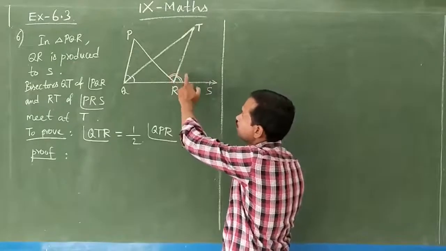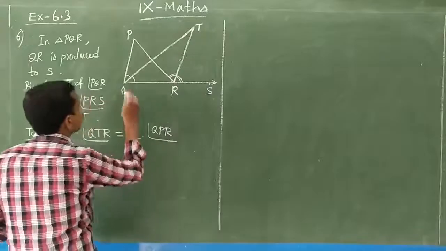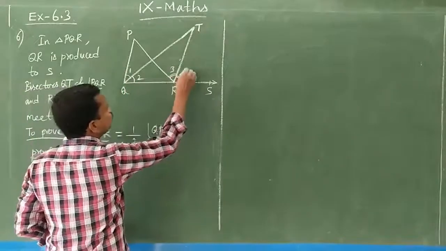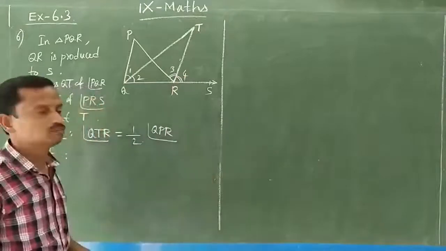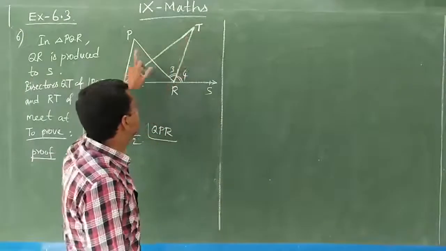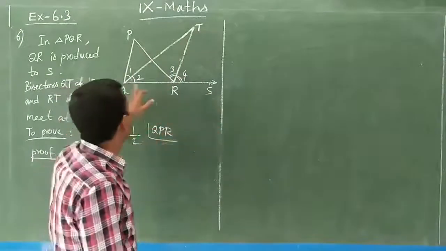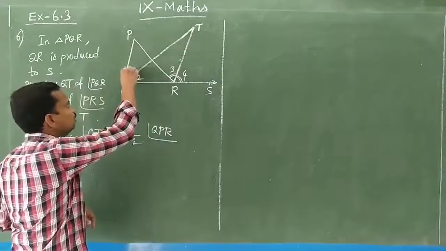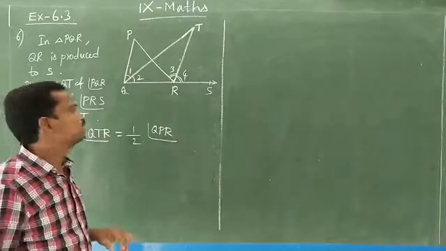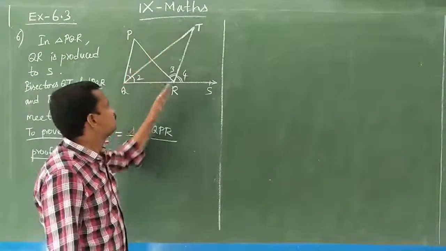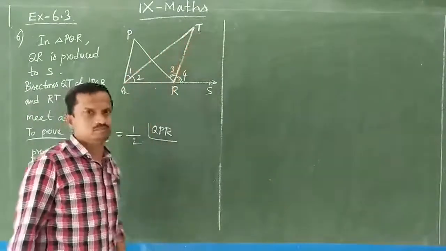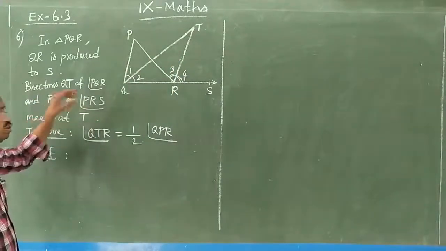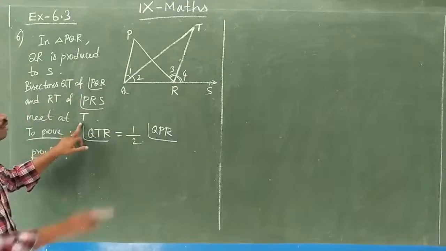Clear? These two angles, for example, if we want, we can take as number 1. This is 2. 1 and 2 are equal. Here 3 and 4 are equal, because RT bisects PRS. Clear? And QT bisects PQR. Therefore, 1 and 2 are equal. So this is what is given there. These two bisectors meet at T. This is given in the question. Bisectors QT and RT of these two angles meet at the point T.